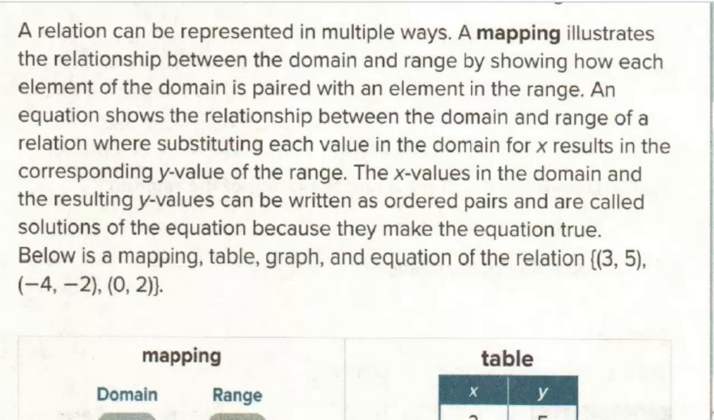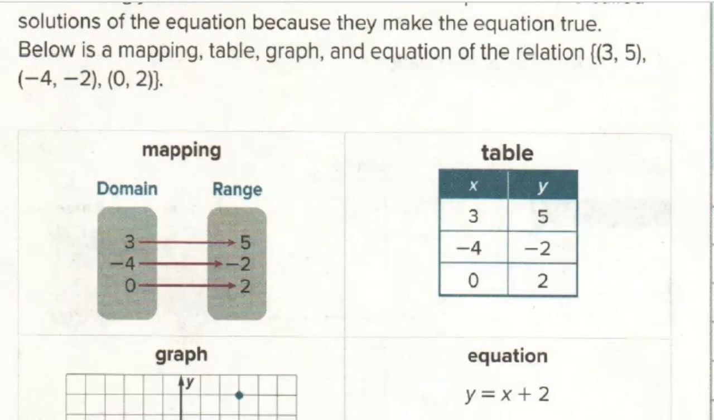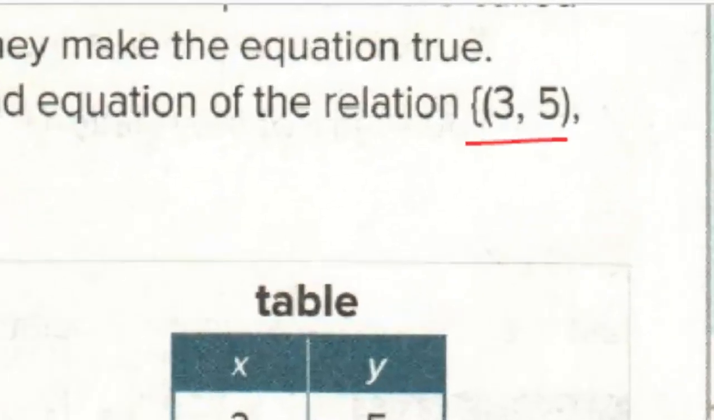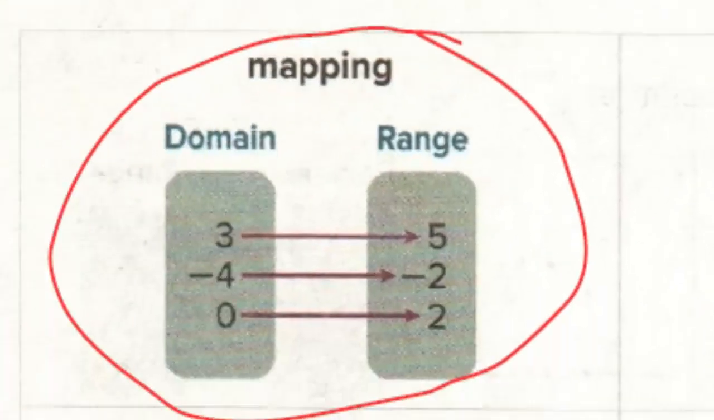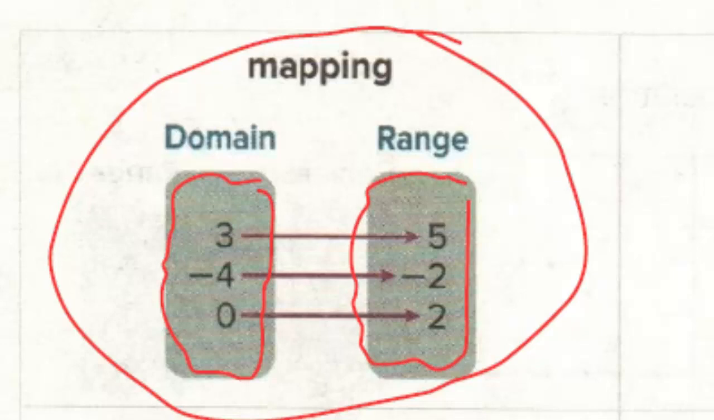A relation can be represented in multiple ways. A mapping is just one of those ways. So if you look at the pairs down here, 3, 5, -4, -2, 0, and 2, one way we can represent them is in a mapping, which looks like this, where we take all the domain numbers, which is, again, the numbers on the left-hand side, and we put them on the left-hand side of our screen as well, and we just put a little box around them. We put all the range values on the right-hand side, put a little box around them, and we use a little arrow to show how they're connected. What number maps to another number? So in other words, what's the relation between them? So here we have the 3 mapping to the 5.